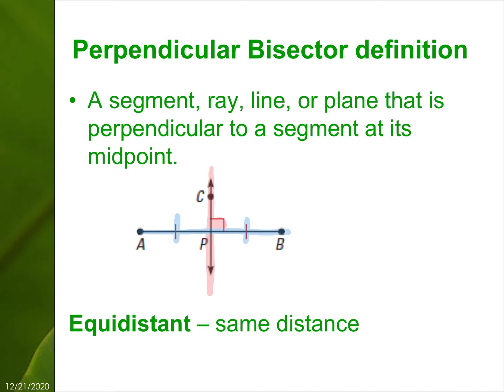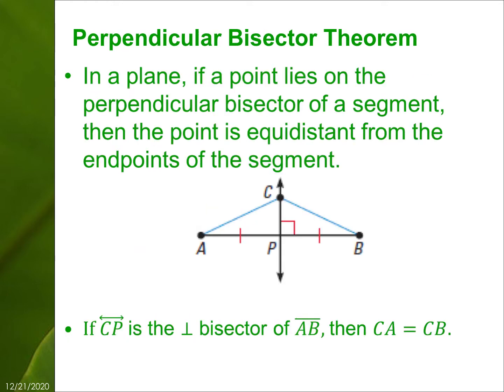Now, one thing that we need to pay attention to is the definition of this word equidistant, because we're going to need that when we learn the perpendicular bisector theorem on the next slide. So the word equidistant just means that it's the same distance or an equal distance. So let's go ahead and take a look at what the perpendicular bisector theorem is. The perpendicular bisector theorem states that in a plane, if a point lies on the perpendicular bisector of a segment, then the point is, here's that word, equidistant from the endpoints of the segment.